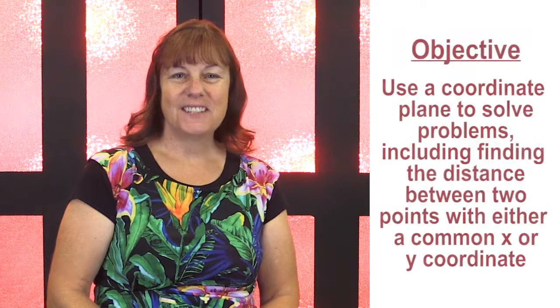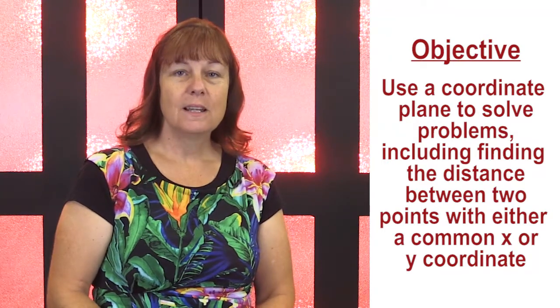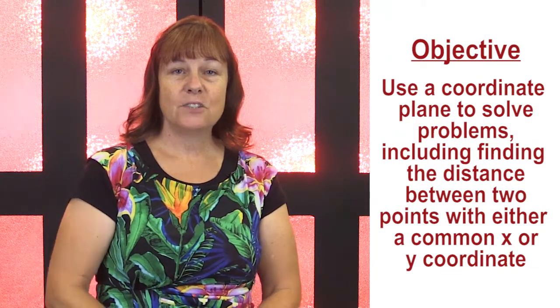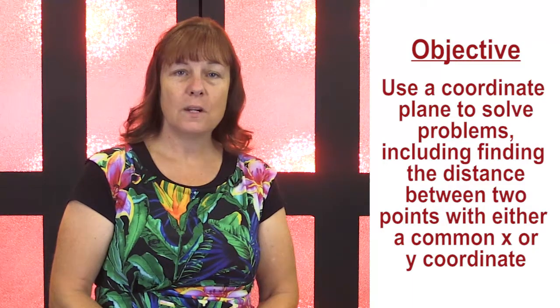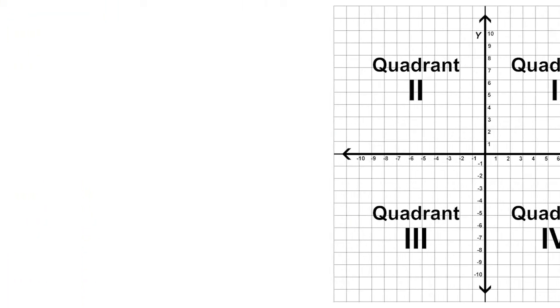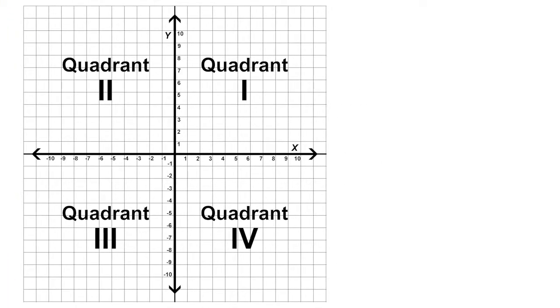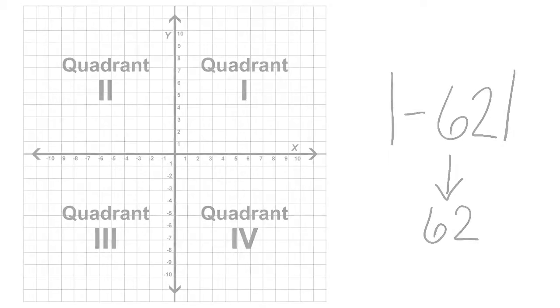The objective of the lesson is to be able to use a coordinate plane to solve problems, including finding the distance between 2 points with either a common x or y coordinate. In previous lessons, we have plotted points in all 4 quadrants of the coordinate plane. We have also learned how to find the absolute value of numbers. We will use these concepts to find the distance between points on the coordinate plane.